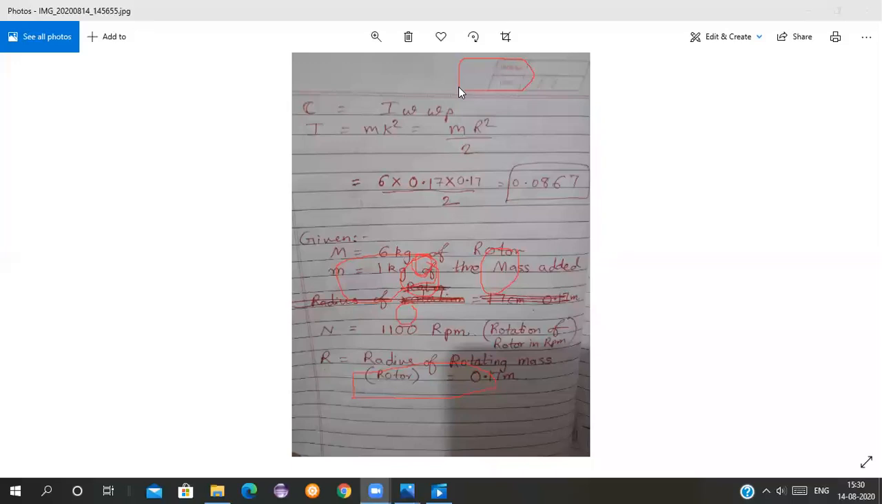See, omega p is given by theta upon time. Say for a 60-degree rotation, it takes 10 seconds. So you have to do 60 into pi by 180, the whole divided by 10. You should get 0.104 for omega p. Students, it should be around 0.104. You are not getting 0.104, Kunal? You should get 0.104.